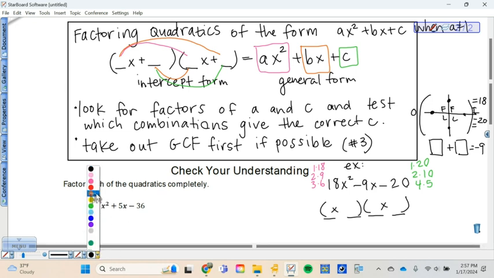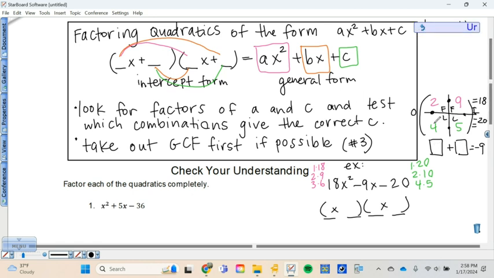So let's try, give me one of these pairs, one of the pink pairs. Which pink pair should I try? 2 times 9. So I know 2 times 9 gives me 18, right? And then give me one of the green pairs. 4 times 5. So let's try it out. What's 2 times 4? 2 times 4 is 8. 9 times 5 is 45. 45 and 8, is that going to give me negative 9?